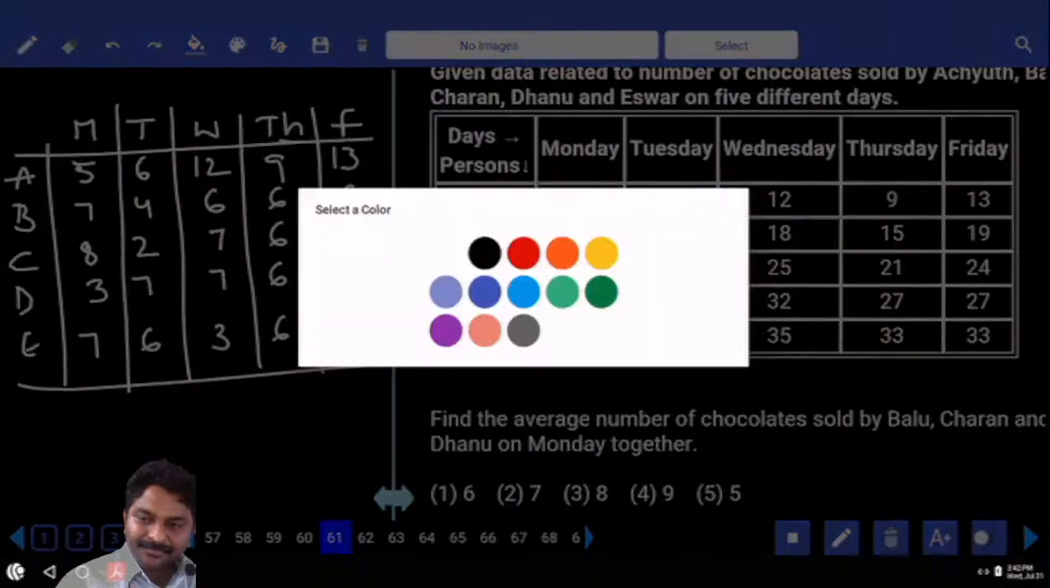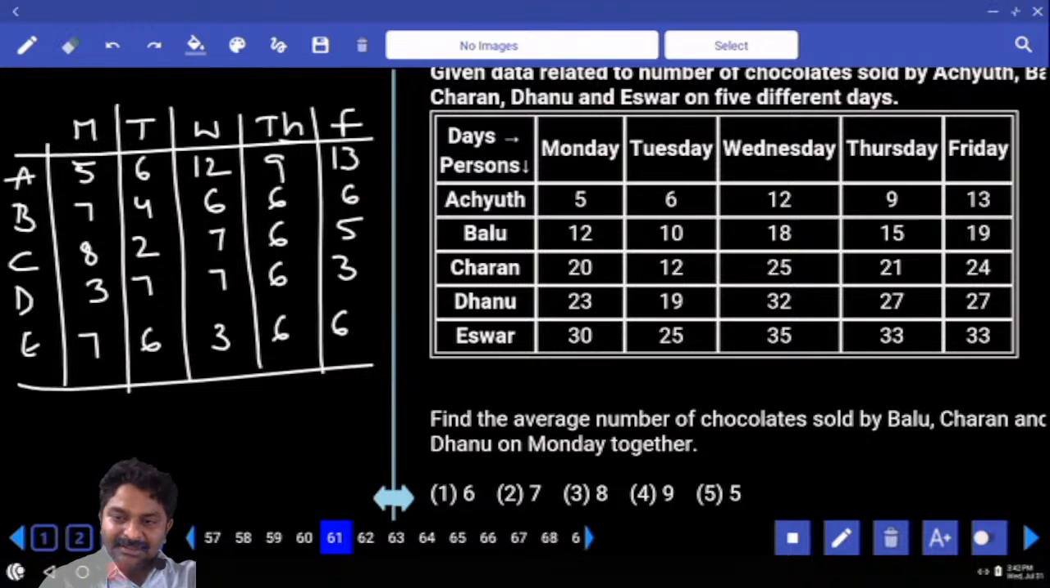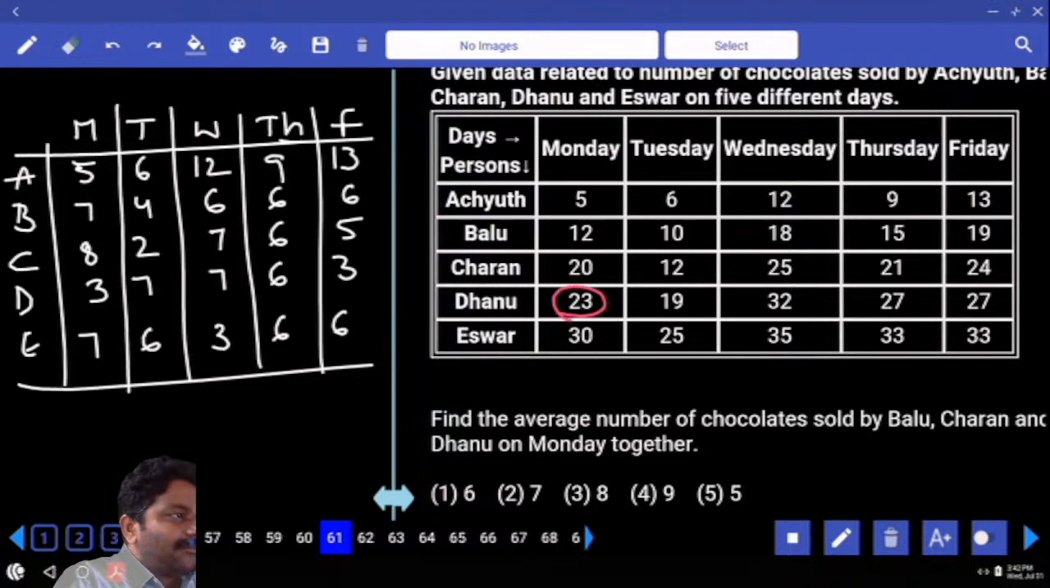One way, add BCD values on Monday. How much is that? 18. Average by 3, right? 18 by 3. That is one way. The other way is, till here we have 23. In 23, who are all there? All the above 4 persons are there, correct? Who is not required? How much is Achyut's value? Subtract 5 from 23, divided by 3.